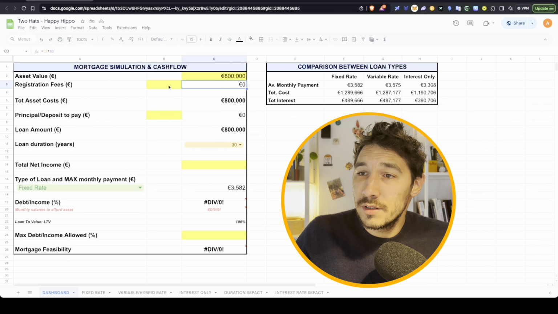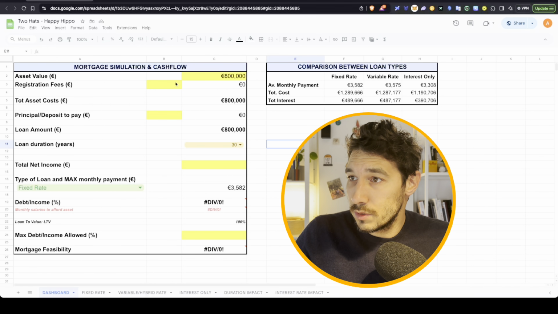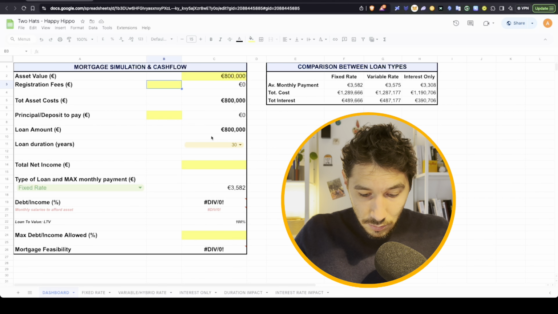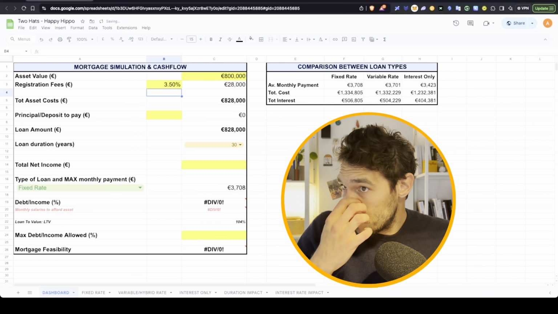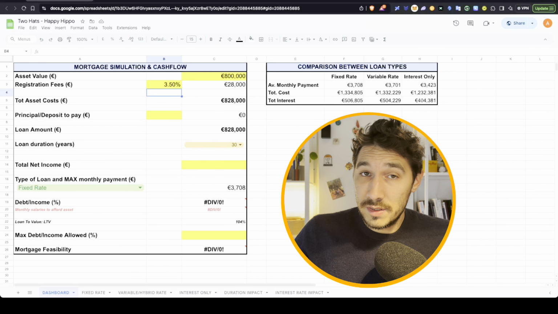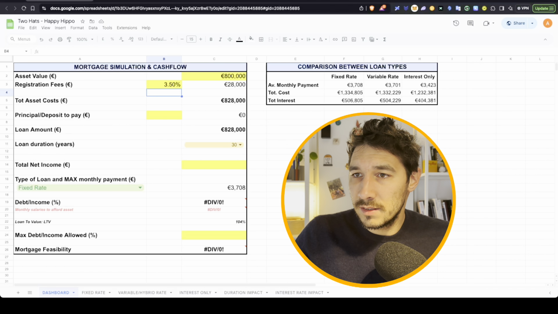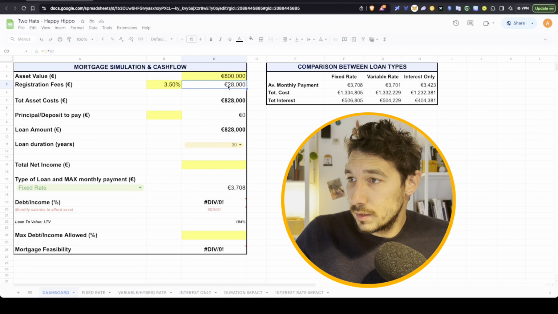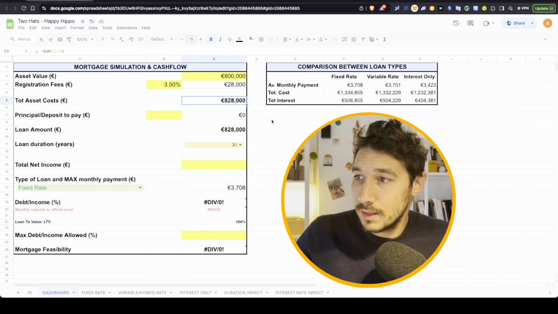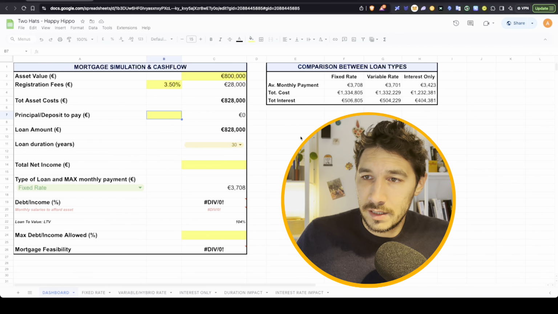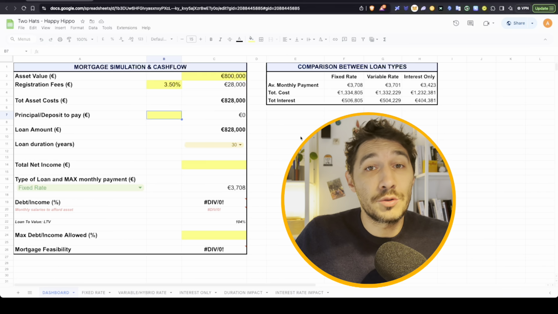Registration fees. These are the taxes paid to the state in order to make the transaction. Of course, it can vary a lot among countries. Here in Luxembourg, we are currently sitting at 3.5%. It's a temporary percentage. It used to be 7%. It will remain 3.5% until the end of June 2025. 800k plus registration fees, 3.5%, 28k. Total asset cost, 828k.